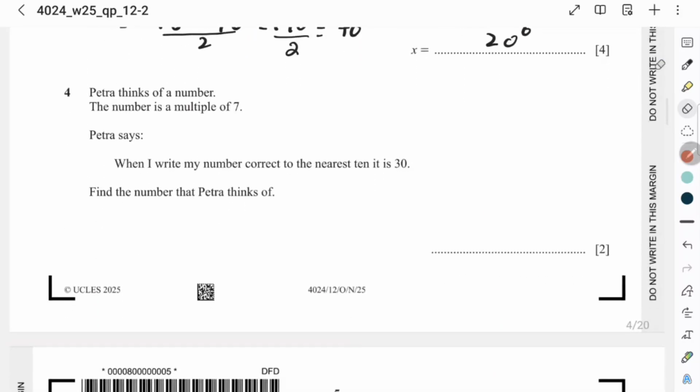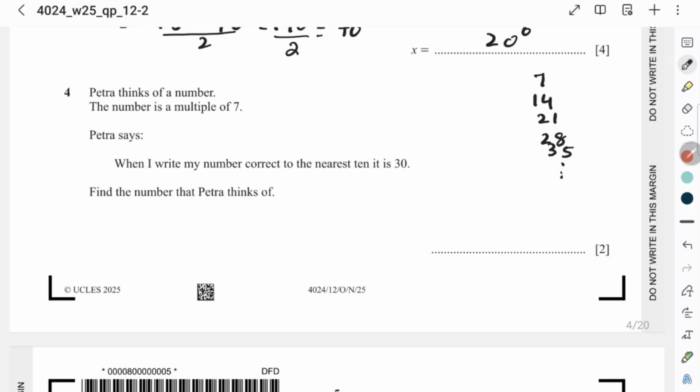The next question is: Petra thinks of a number, the number is a multiple of 7, and we know that the multiples of 7 are 7 times 1 is 7, 7 times 2 is 14, 7 times 3 is 21, 7 times 4 is 28, 7 times 5 is 35, and so on.